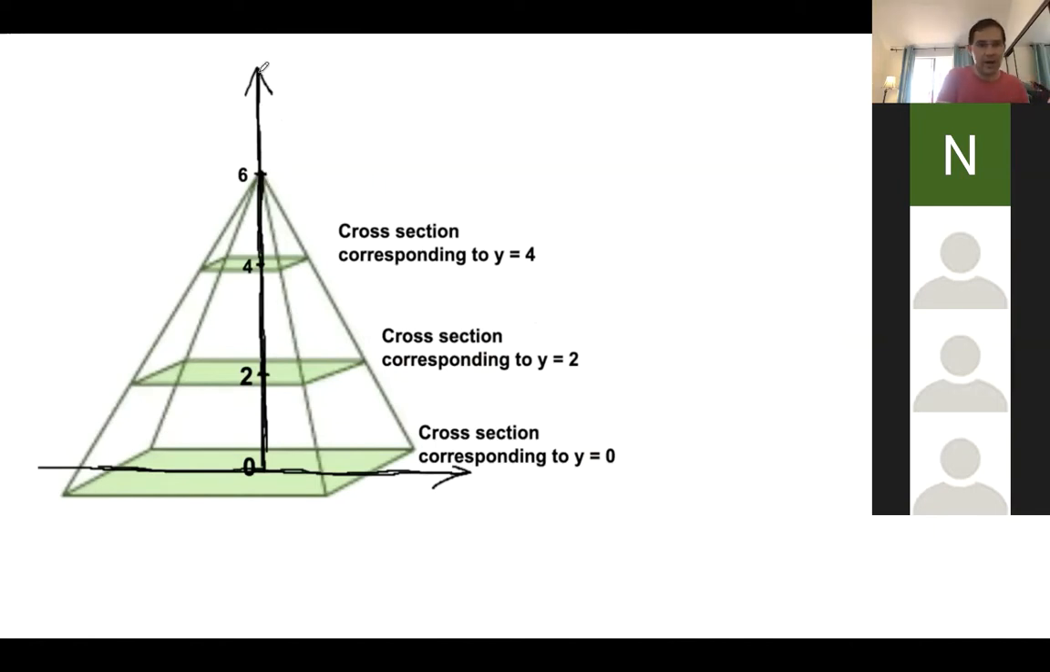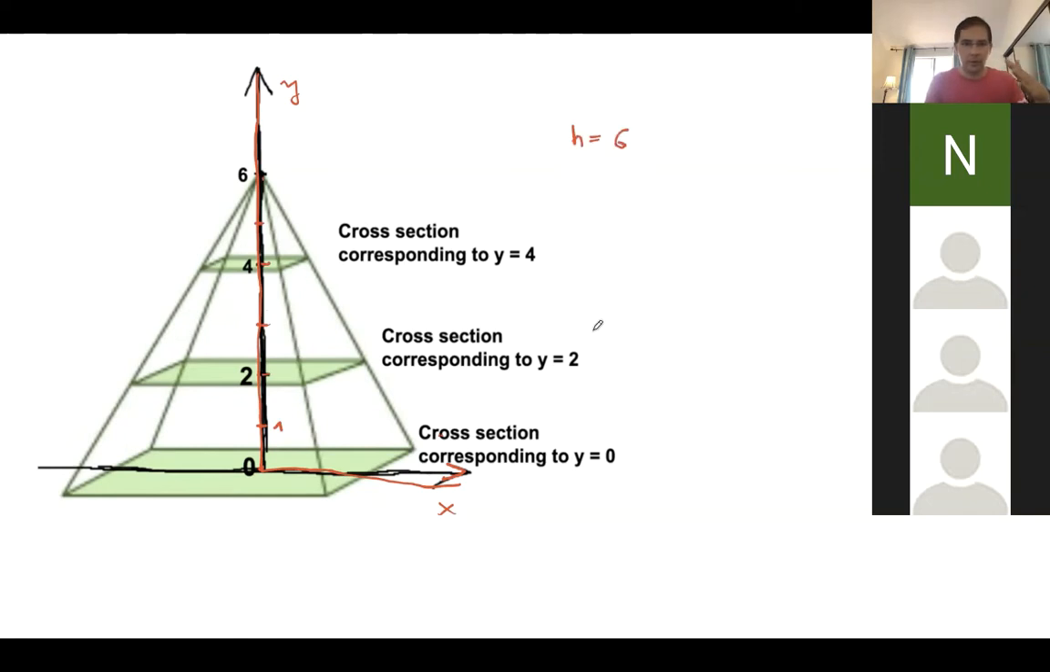So this is going to be my y-axis, let's say. And this is going to be my x-axis. Let's do some practice with the cross-section, how to get the cross-section. Okay, so let's take a plane. Maybe let's do this on, so this is 0, this is 1, this 2, this 3, this 4, this 5, and there is 6. Okay, so the height of this pyramid is 6.